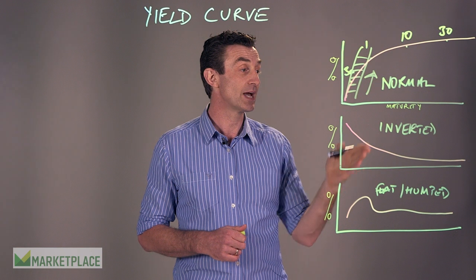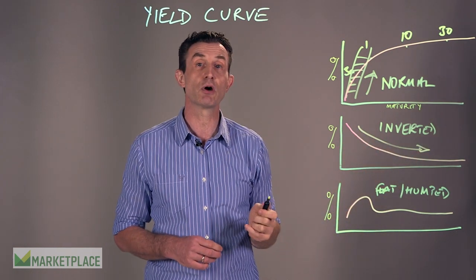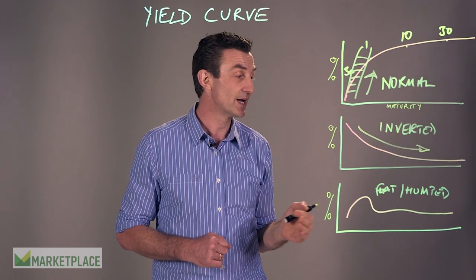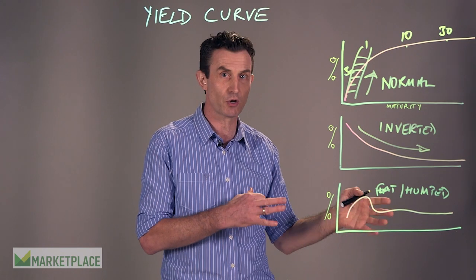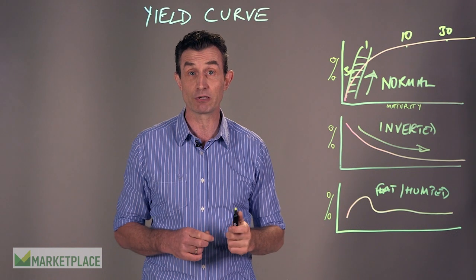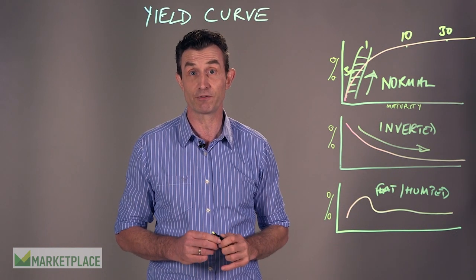An inverted yield curve looks a lot like a chute. When you see this, you know that investors think that the economy is going to slow down or maybe even contract. And in a flat or a humped curve, well, you're getting a little bit of both. It means that nobody really knows what's going on. So when you hear about the yield curve flattening, which does happen when you listen to the news, it means that investors are uncertain about what's going to happen in the future.